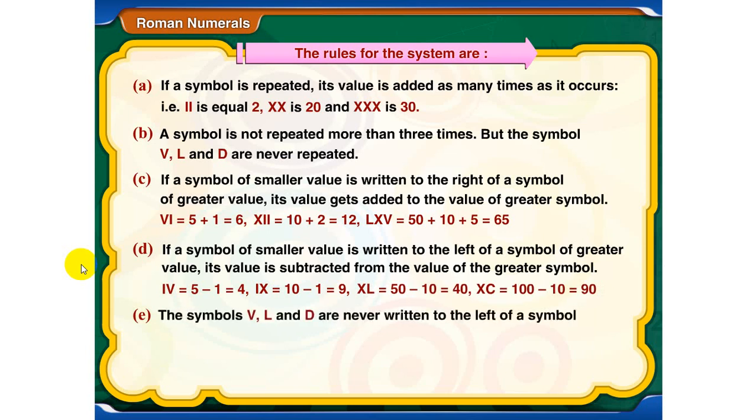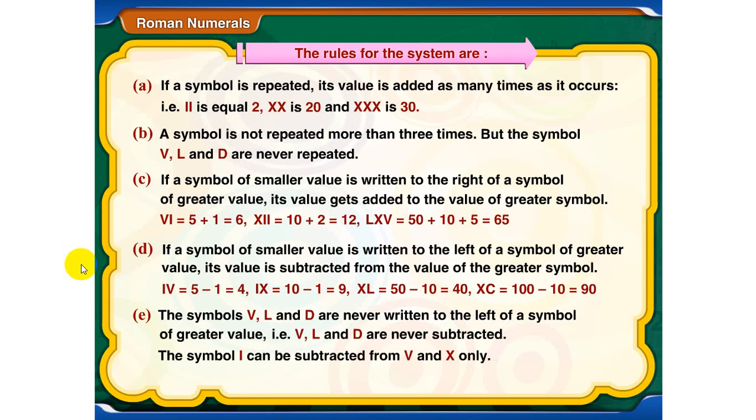E. The symbols V, L and D are never written to the left of a symbol of greater value. That is, V, L and D are never subtracted. The symbol I can be subtracted from V and X only. The symbol X can be subtracted from L, M and C only.